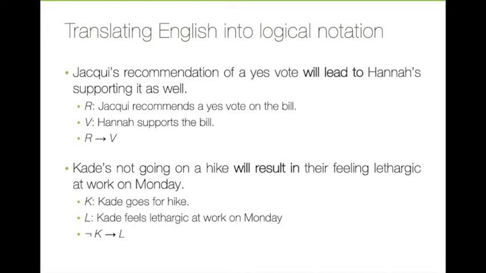Now let's look at one last straightforward example. Cade's not going on a hike will result in their feeling lethargic at work on Monday. This conditional expresses cause and effect. Not all conditionals do so, but when they do, the cause should be the antecedent and the effect should be the consequent. So in this case, Cade not going on a hike is the cause, so that needs to be the antecedent, not K. And Cade feeling lethargic is the effect, so that's the consequent, L.